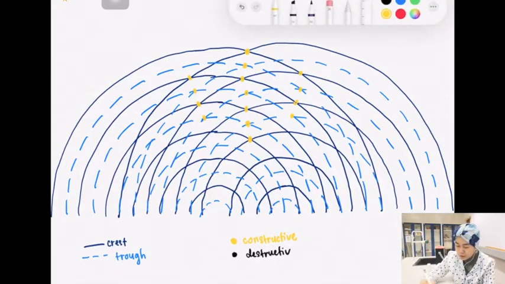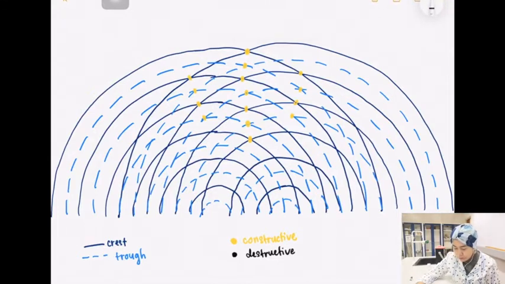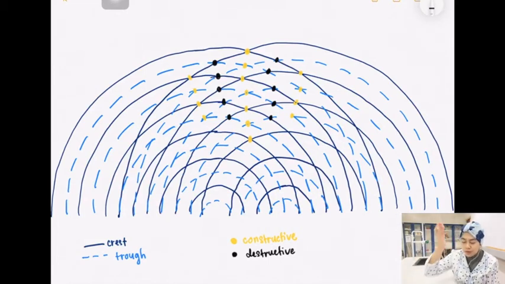So now destructive, I'm going to use black for this. Destructive is when a crest meets a trough. For example, here, you've got that light blue and dark blue. So out of all these points, later on when you connect them together, you will be able to see lines that are made up of constructive interference and lines that are made up of destructive interference.